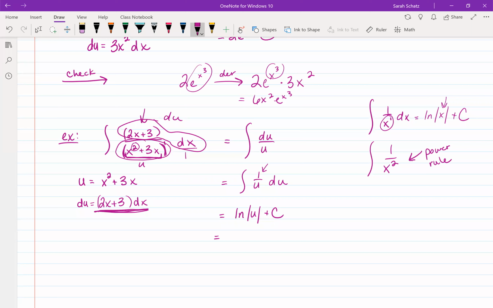And it is that simple. You're going to take the most basic natural log antiderivative. And then at the end, what are you going to do? You're going to put in x squared plus 3x where there's a u. So you put the x's back in.